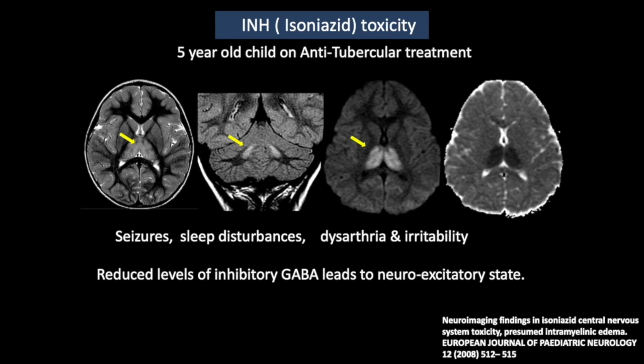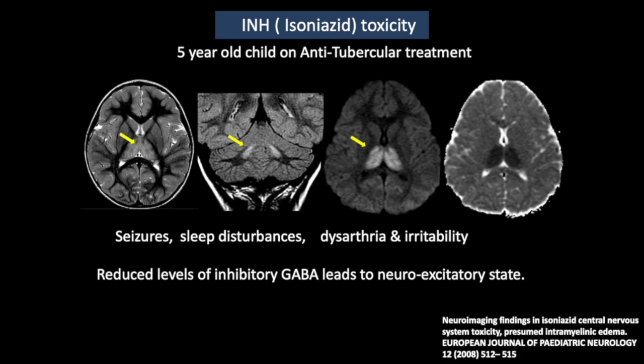Isoniazid is a commonly used drug for treating active tuberculous infections and also as a prophylactic medication. The central nervous system toxicity may manifest as epileptic seizures, sleep disturbances, cognitive dysfunction, and irritability. Disruption of vitamin B6 metabolism reduces the inhibitory levels of GABA, thereby leading to a neuroexcitatory state.